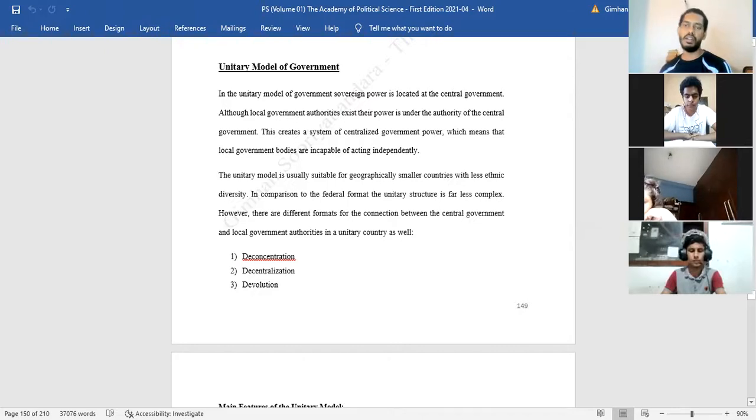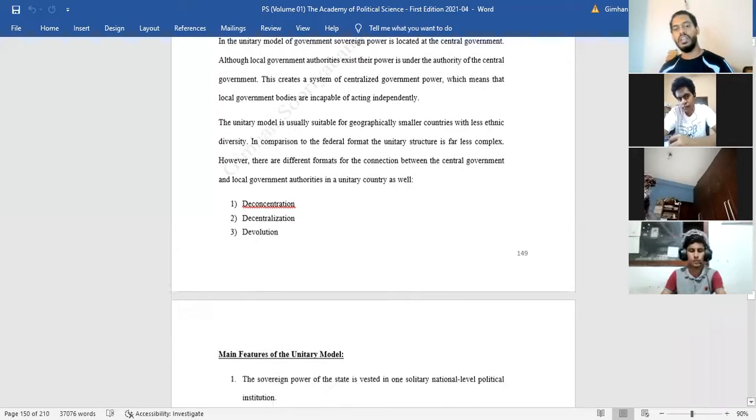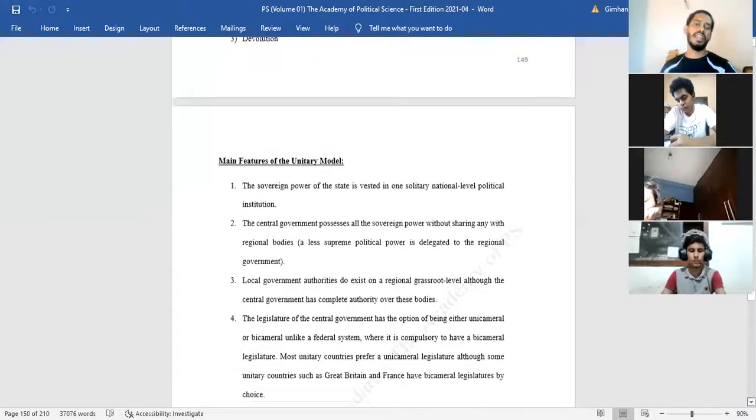Mark my word, I told you today, just check in a few months, there's going to be one question from this somewhere in the paper. Either there's going to be an MCQ, or there will be a short question, or there's going to be a writing question, right? These three will come somewhere in the A-level paper: deconcentration, decentralization, and devolution. So we'll get to those three later.